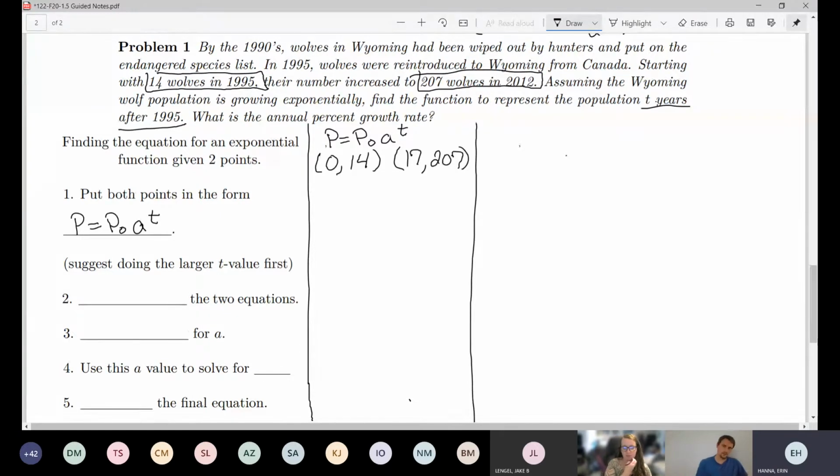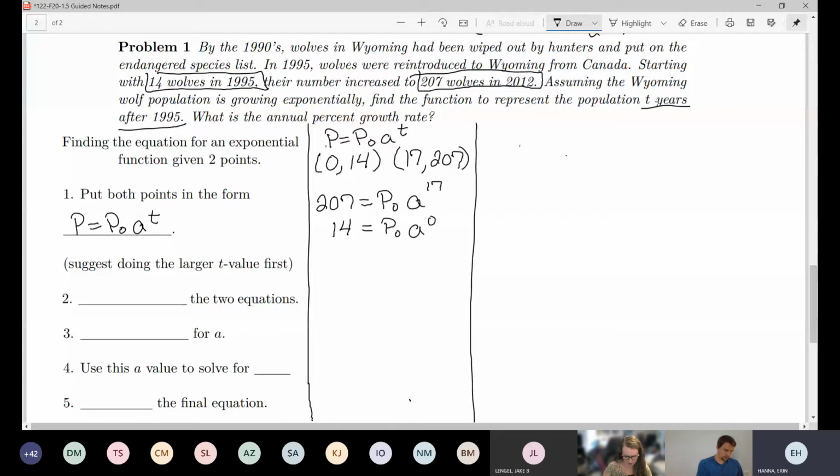So we want to put both points in the form P equals P naught a to the t. Because I know what's going to happen next, I always suggest using the larger t value first, and you're also going to write them one above the other. If you forget to do that, you're just going to have to write them multiple times. So I'm going to take the larger t value, the 17, and put it into the format of the equation. So our population is 207. I don't know what P naught is. Well, I'll talk about that in a second. I don't know what a is, but t was 17. And then the other point was 14, P naught a to the 0.